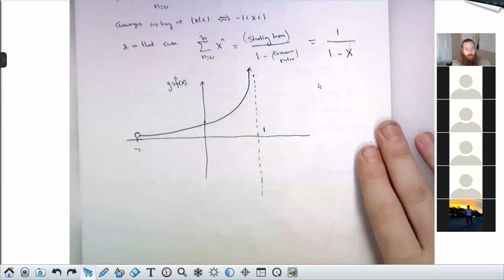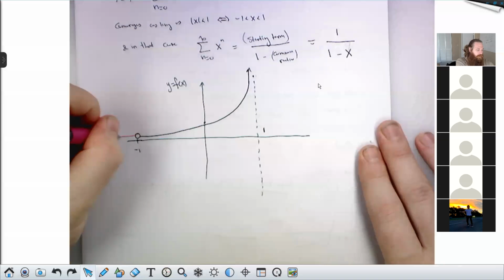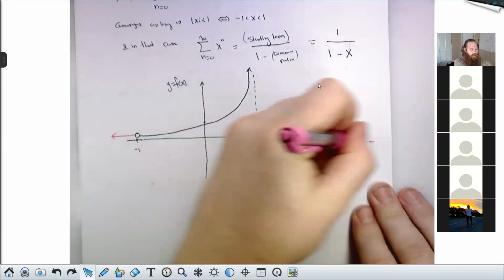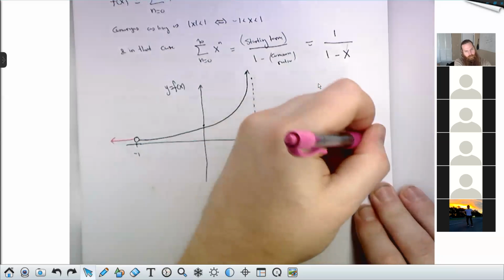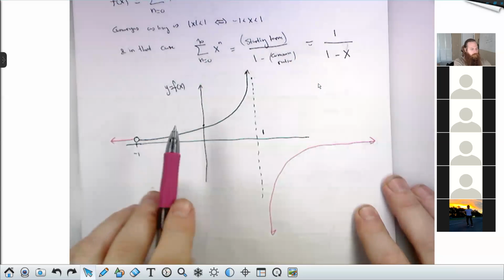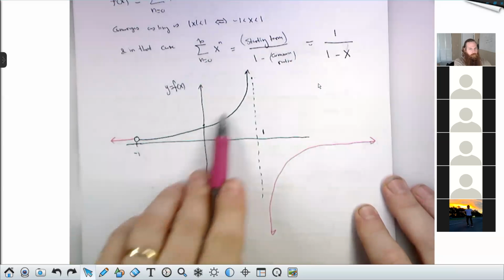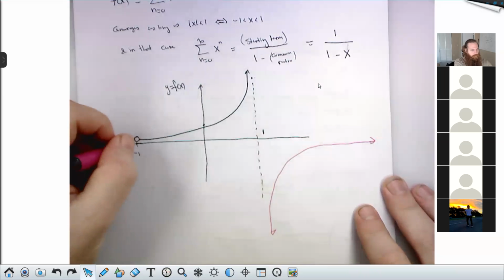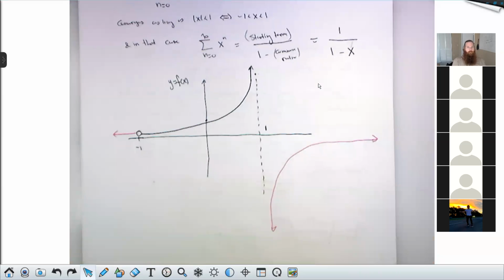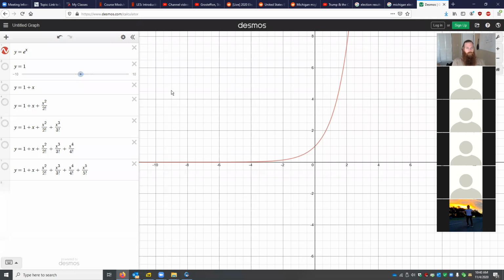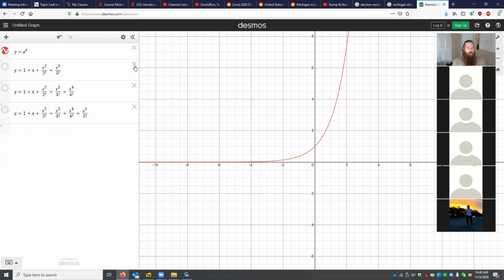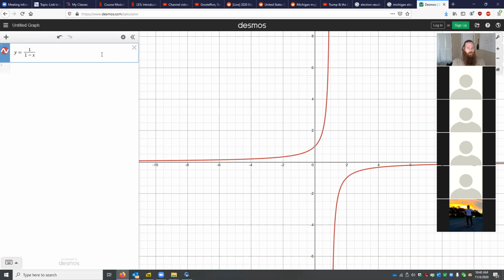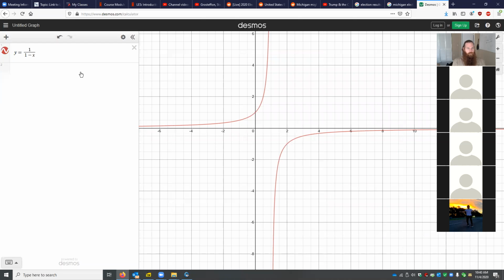The full graph of 1 over 1 minus x looks like this. It goes on and on over here, and then it also has a piece down here. But the only part that is represented by the series is this black part, because that's the only stuff that's coming from the interval of convergence, -1 to 1. And I can demonstrate this too. We start looking at the terms of that series. Okay, here's 1 over 1 minus x, looking just as I drew it.